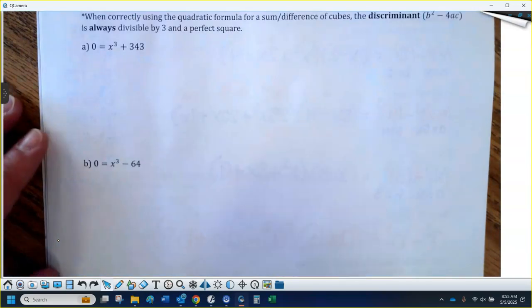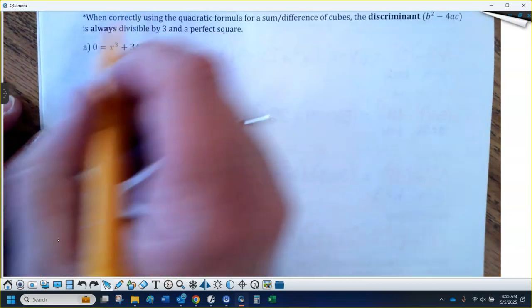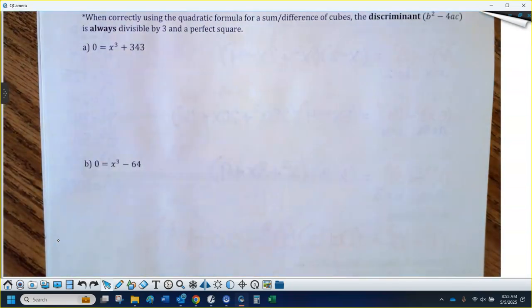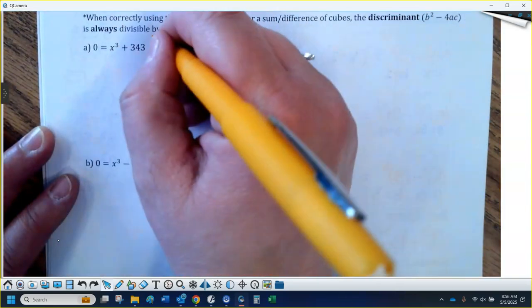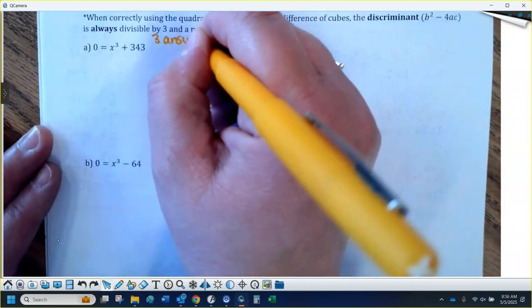So, do you guys remember how to look at an equation and just tell me how many answers there are? So like I have x cubed plus 343. Do we know how many answers that has just by looking at the equation? It's 3. Yes. Okay. So it matches the highest exponent. So this has 3 answers.